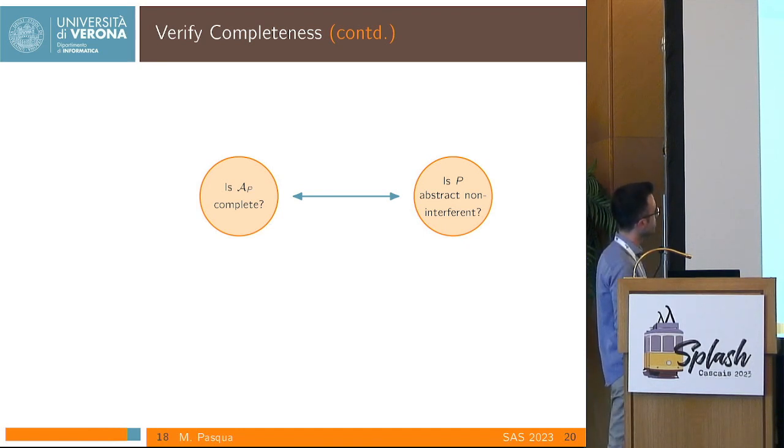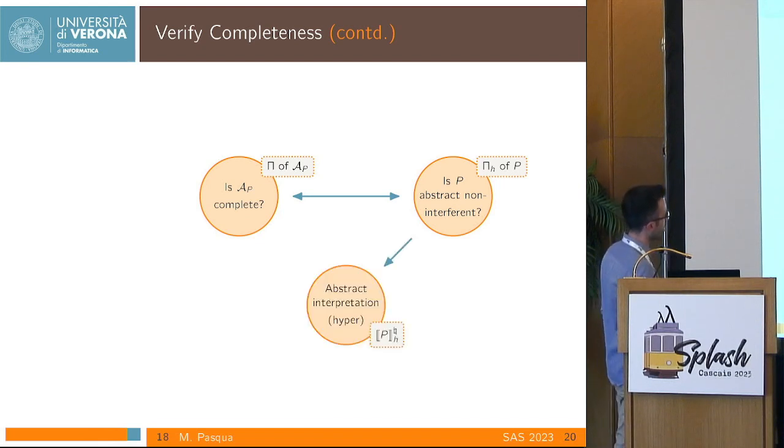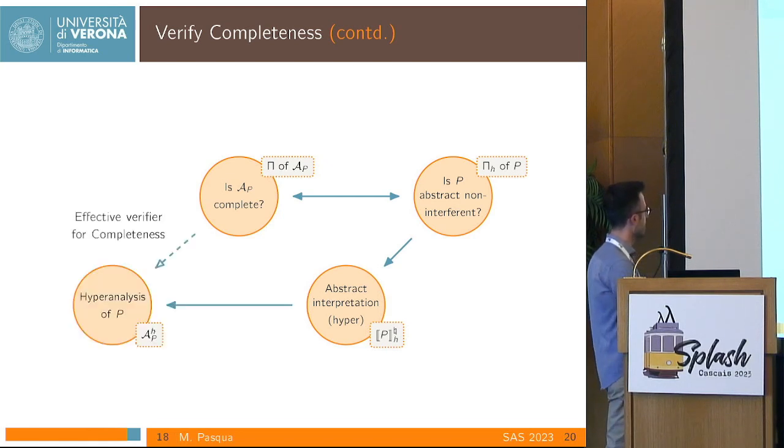So we jump from a property of the analyzer to a hyperproperty of the program. So we can verify a property of the analyzer only in terms of the program. This is much simpler, and we can do it by abstract interpretation. And so we can derive a hyperanalysis for P. So we can build an effective verifier for completeness by exploiting the correspondence between completeness and abstract interference. And we can do it also for weak domains.